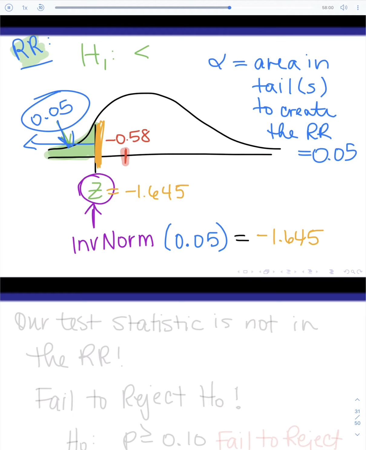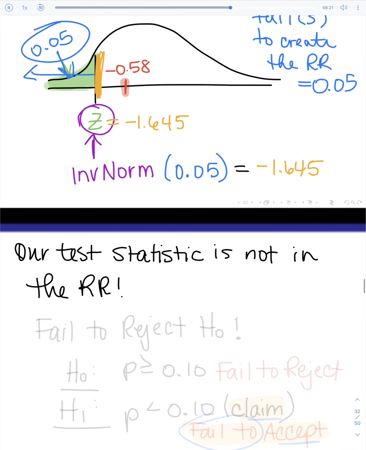So let's see what that means. So far, just to kind of summarize, our test statistic is not in the rejection region. So what does it mean if we're not in the rejection region? It means we won't reject. Well, if you're not rejecting, you're not accepting either, but you're failing to reject H naught. So let's restate our H naught and our H1 so we don't get confused about what's going on here and what this means.